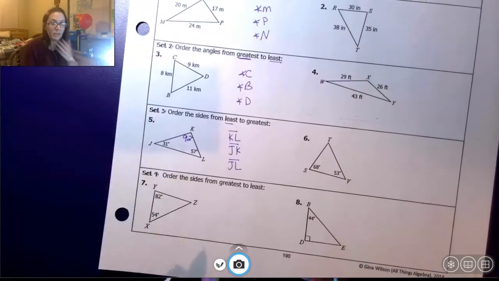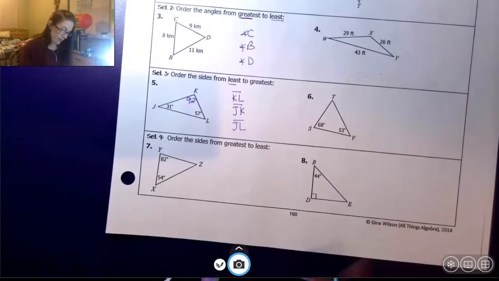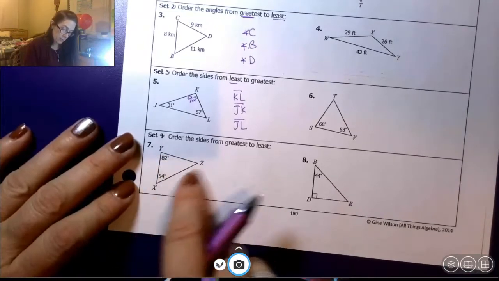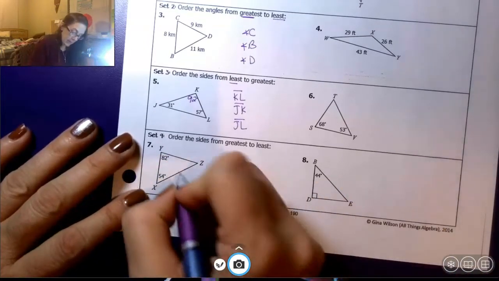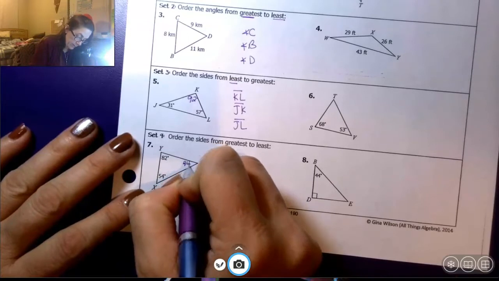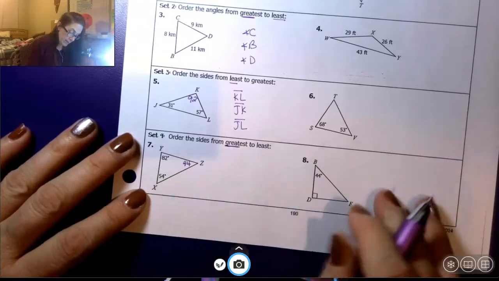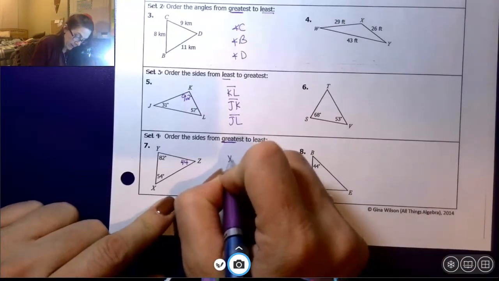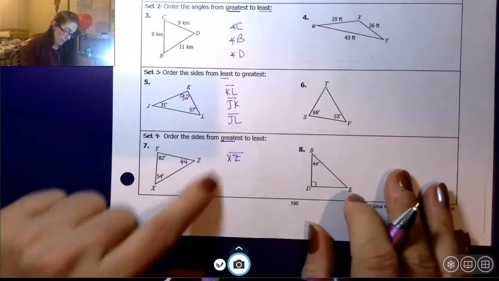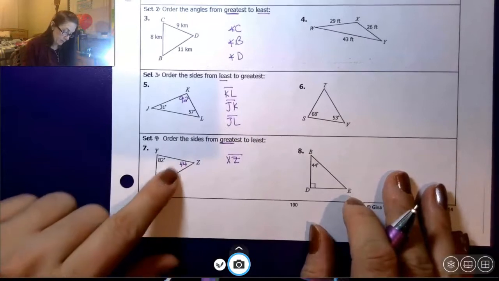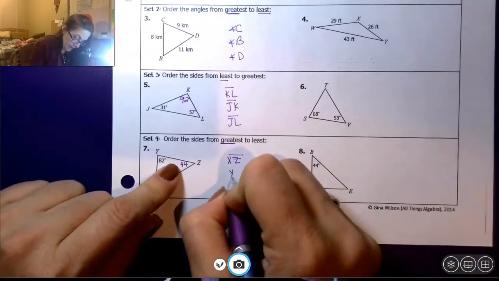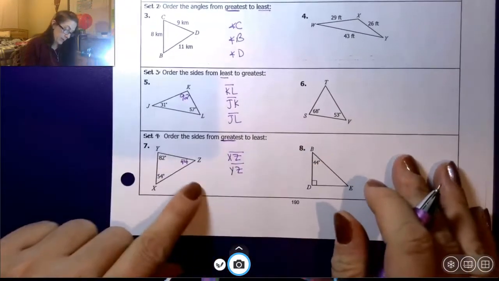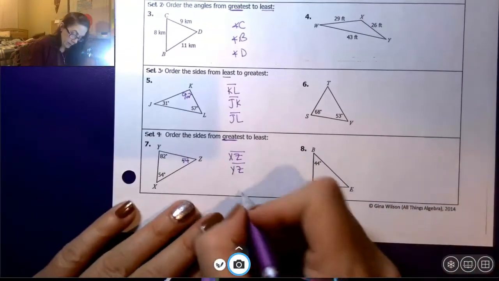There we go. Okay, my last one, again, add those together, subtract from 180. I get a missing angle of 44 degrees. My greatest angle is 82, which would make it XZ, my line segment. My medium angle is X, which makes YZ my line segment. My smallest one is Z, making XY my line segment.